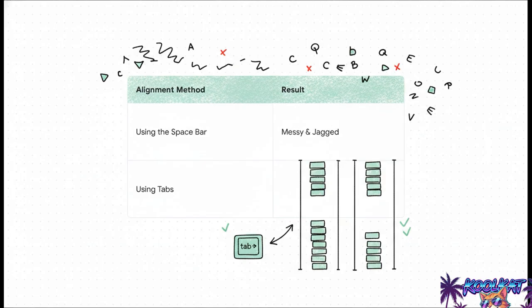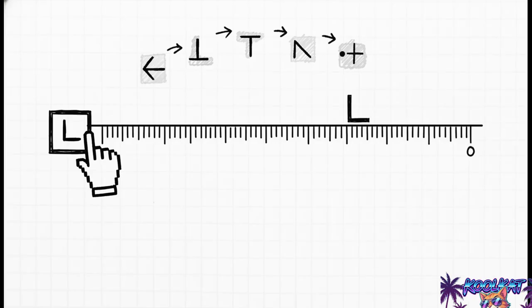But tabs, they're totally different. A tab jumps your text to a specific fixed point, giving you those beautiful, clean columns every single time. And if you want even more control, look all the way to the far left of your ruler. You see that little box with the L in it?